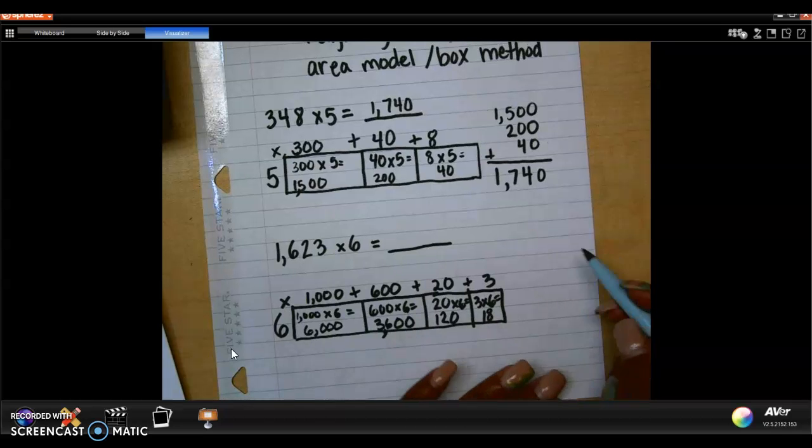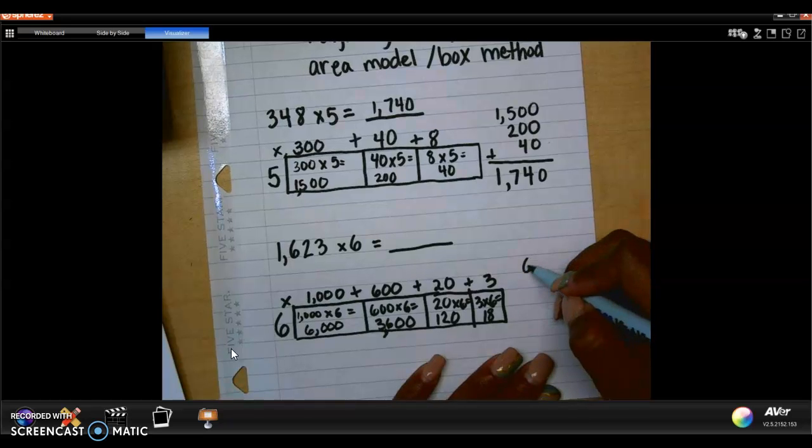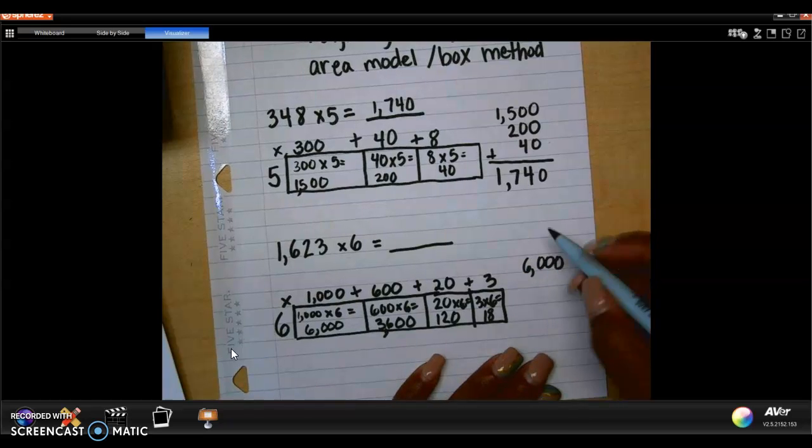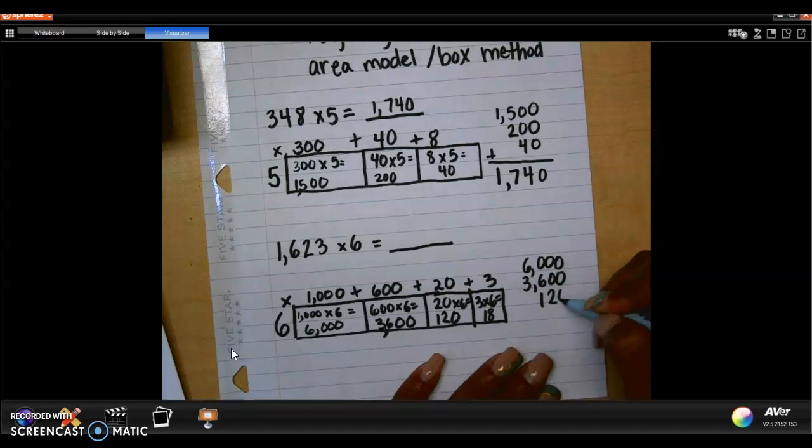My last step is to take these partial products and add them all up.